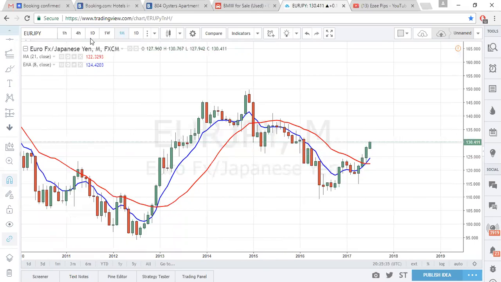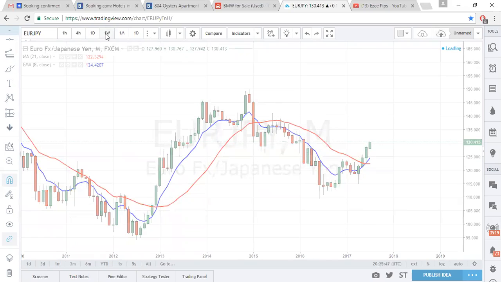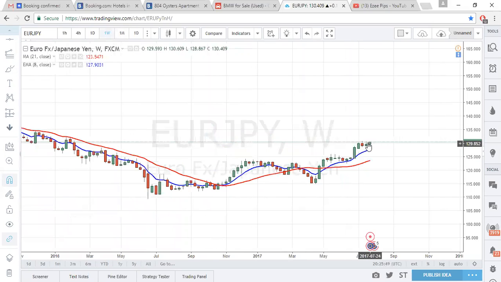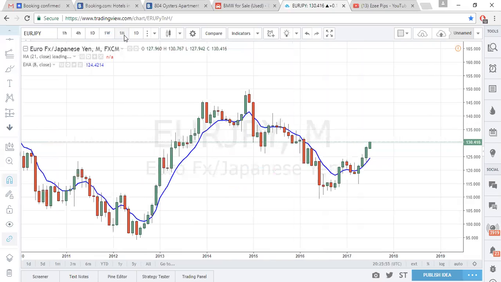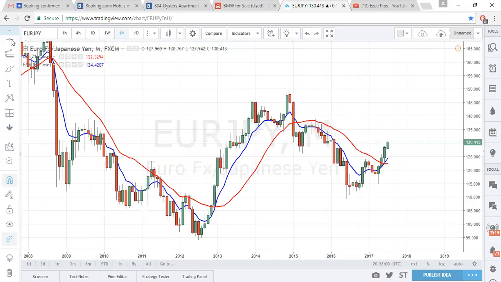So what do I do? I go to a monthly time frame. In a monthly time frame, each candle that is formed is formed in a month. The same rule applies if I go into a weekly time frame: each candle that is formed here is formed in a week. So what do I do in a monthly time frame? I want to identify the pattern. I draw my trend line.